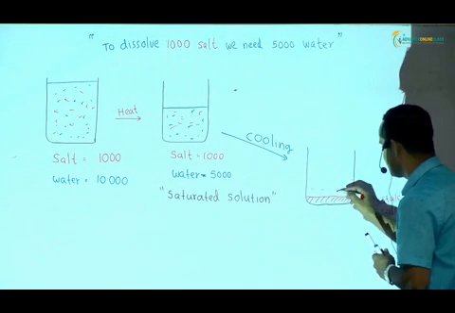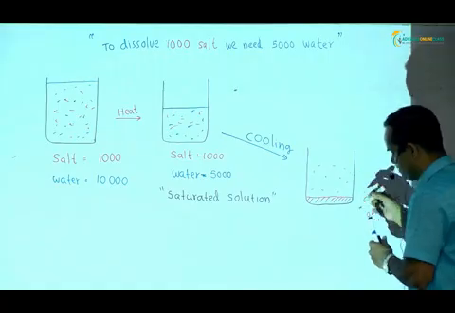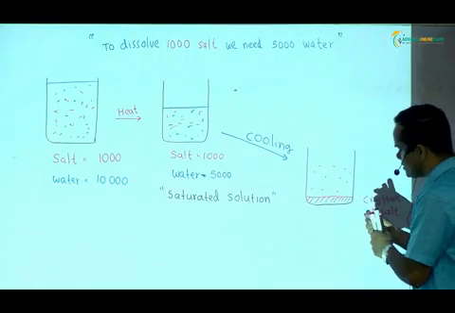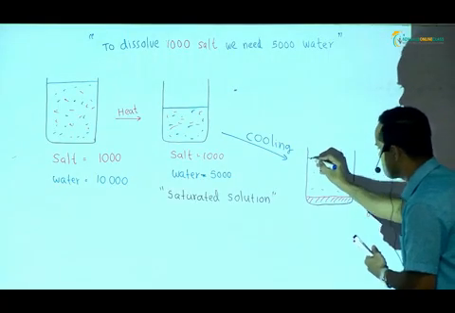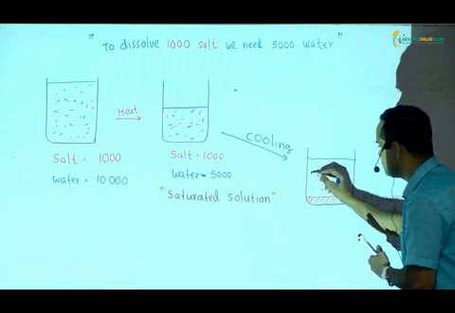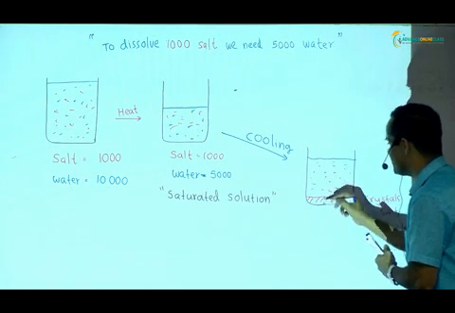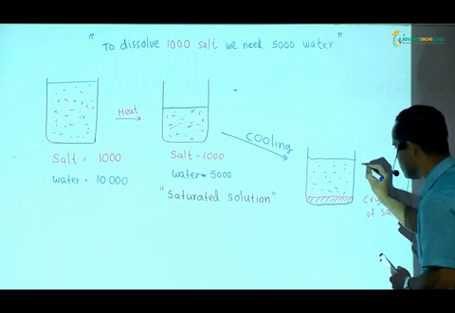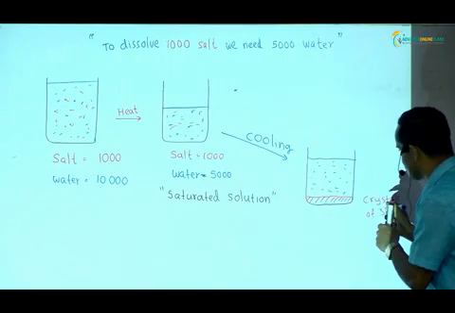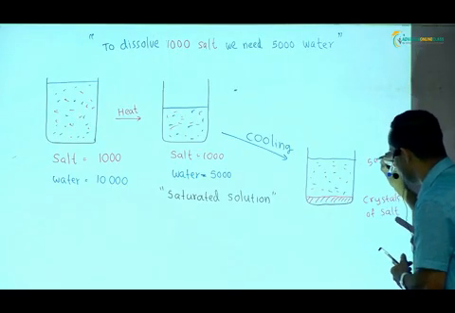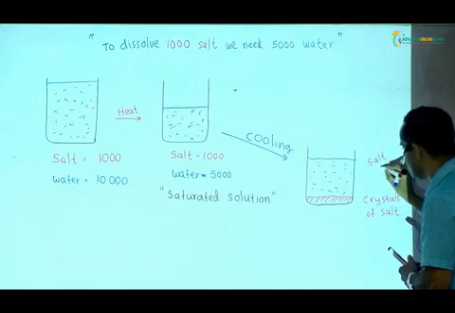But of course, in this 5000 water, some amount of salt can stay dissolved also. Let's think like this. We cool it. This has salt dissolved, say 900. 900 dissolved.